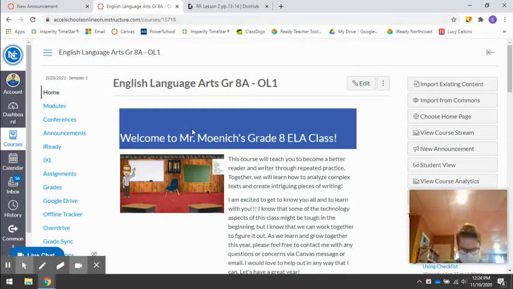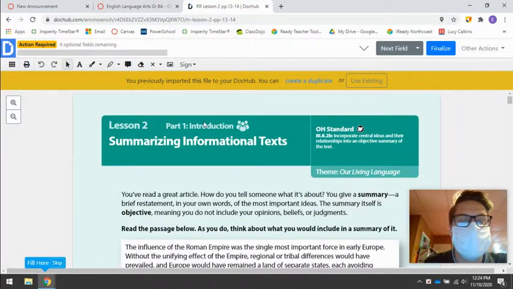But the assignment that we're looking at for this video was pages 13 and 14, and I went ahead and pulled those up on DocHub over here. So let's take a look at those.